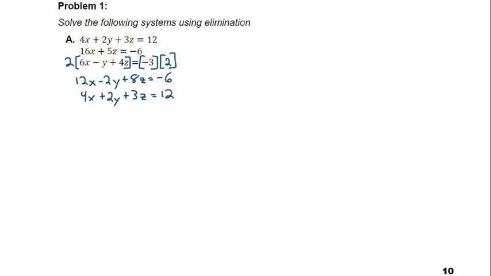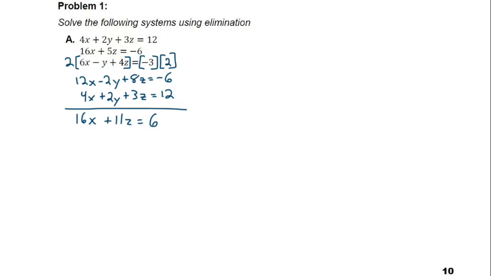So if I add the two equations together, 12 plus 4 is 16, so that's 16 x's. Negative 2 plus 2 is 0, so the y's go away. They become 0. 8 plus 3 is 11, so plus 11z. And negative 6 plus 12 is positive 6. Okay? So I have an equation, and I eliminated a y. That's why this is called elimination.